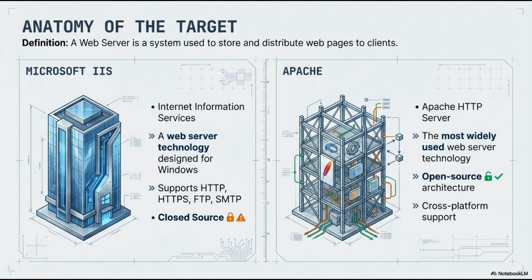Here we have the anatomy of the target. We are comparing the two absolute giants of web server technology here. And I cannot stress this enough. You basically cannot pass this certification without knowing the difference between these two specific logos. Okay, so on the left side, we have Microsoft IIS, and on the right, we have Apache. Let's start with the left. Right. Microsoft IIS, that stands for Internet Information Services. The graphic here kind of looks like a sleek glass and steel corporate skyscraper.